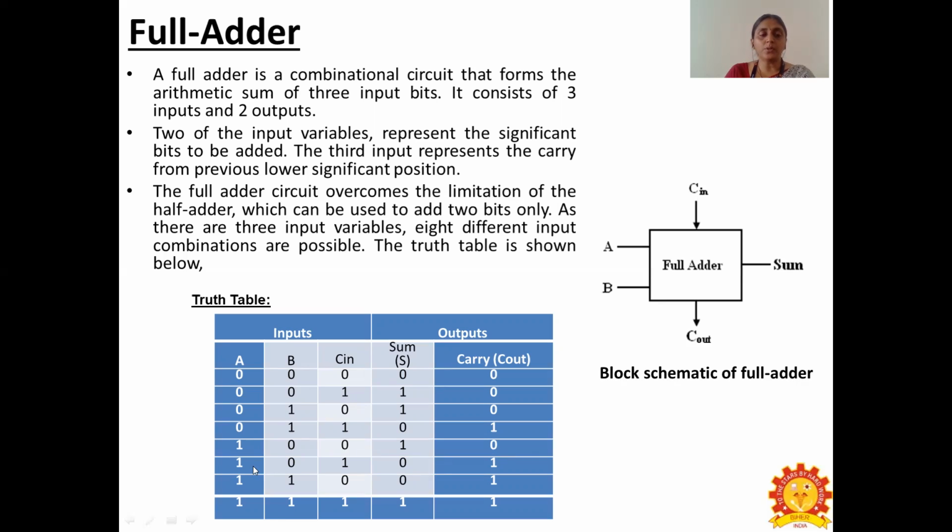And the next input 101, where the sum here is 0 and the carry value is 1. And next is 110, where the sum value is 0 and the carry value is 1. And at last, triple one, that is A value as 1, B value as 1, and carry value as 1. And when you add, the sum value you get as 1 and the carry value you get as 1.